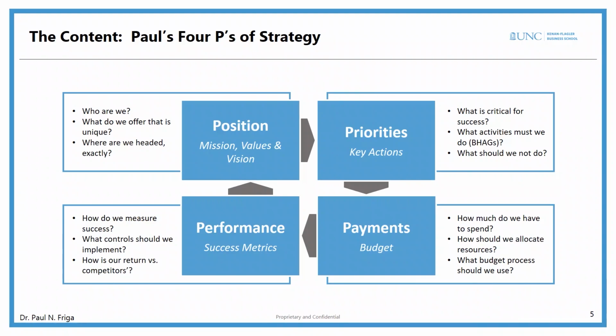Then you move to payments, because strategy only happens if you back it up with resource allocations, people's time and money. How much do we have to spend? How do we allocate those resources? What budget process do we use? And then finally, performance. How do we track how well we're doing? Keeping it to a few strategic metrics and then having them cascading through the organization.